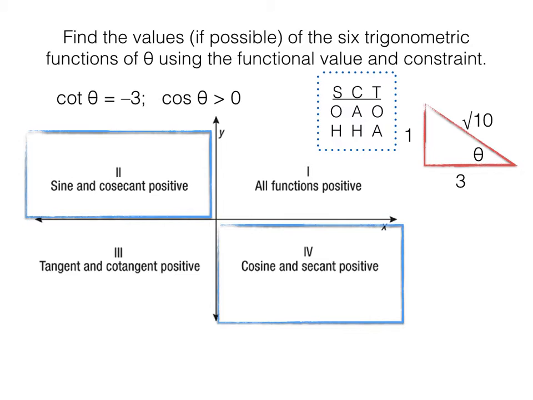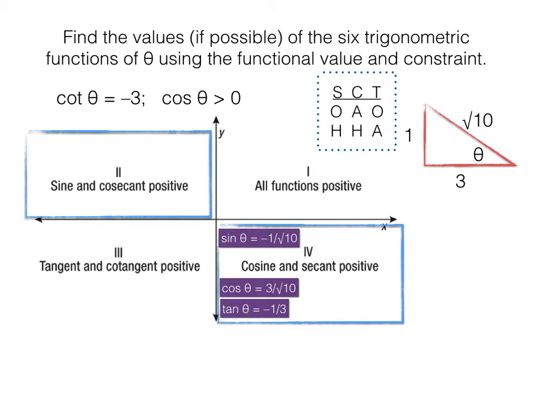Sine of theta in quadrant 4, it's negative. Opposite over hypotenuse, -1 over the square root of 10. We'll have to rationalize that in just a minute. The cosine of theta, adjacent over hypotenuse, is positive in this quadrant. The tangent of theta, opposite over adjacent, in this quadrant will be negative.